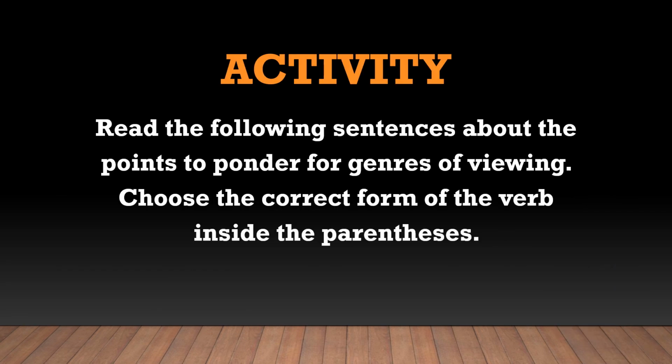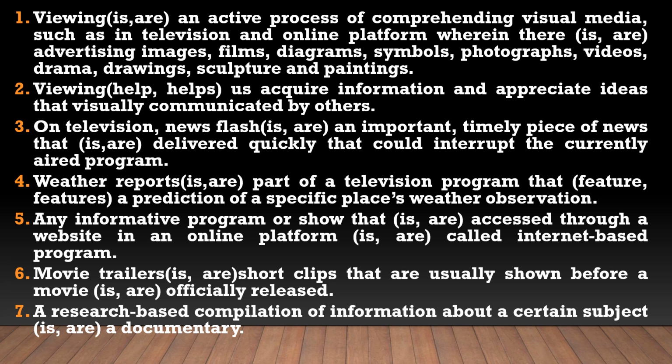So let's proceed to the activity. Read the following sentences about the points to ponder for genres of viewing. Choose the correct form of the verb inside the parentheses. Number 1. Viewing is or are an active process of comprehending visual media such as in television and online platforms wherein there is or are advertising images, films, diagrams, symbols, photographs, videos, drama, drawing, sculpture, and paintings.